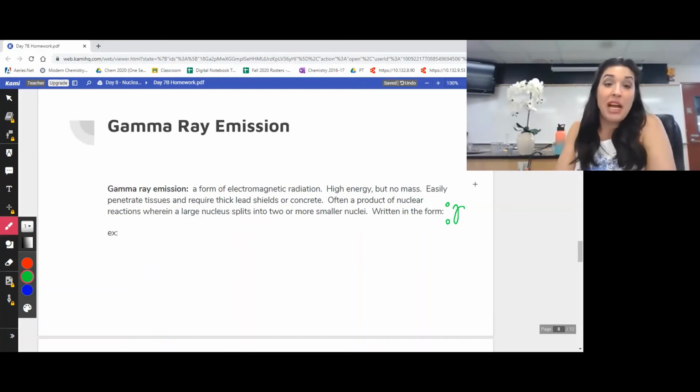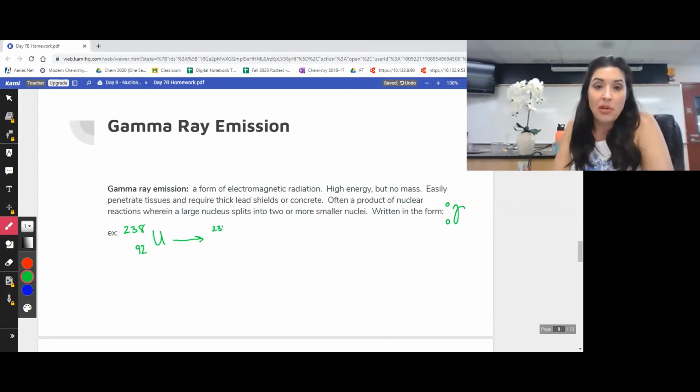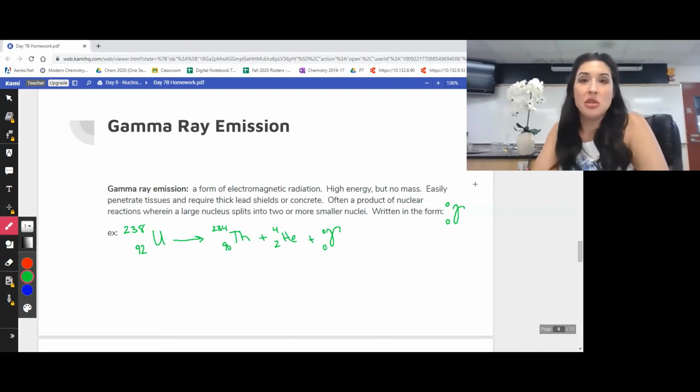Here's an example of a reaction that undergoes gamma ray emission. In fact, this one undergoes gamma ray emission and alpha decay. Uranium-238, an isotope of uranium, undergoes decay by forming thorium-234, an alpha particle, and gamma radiation. So this is interesting. You can have multiple forms of radioactive decay within the same reaction.